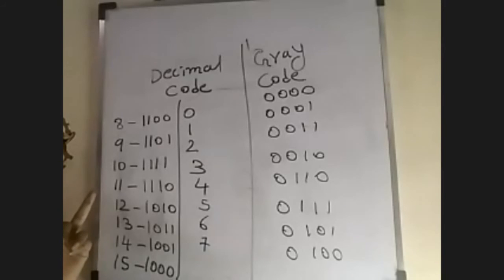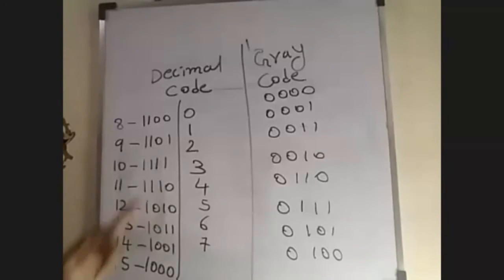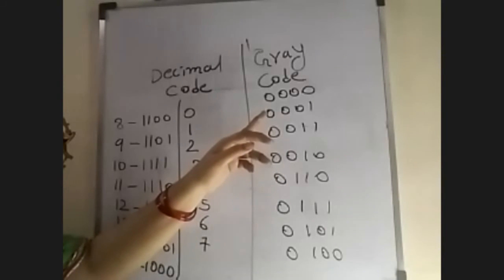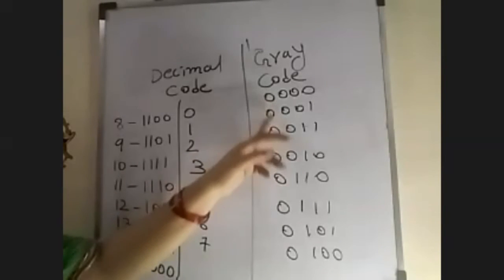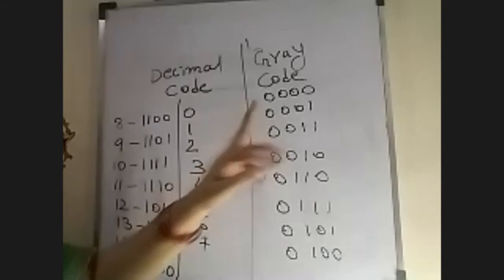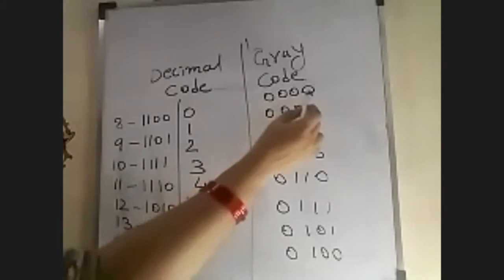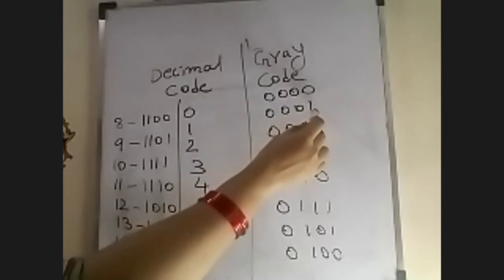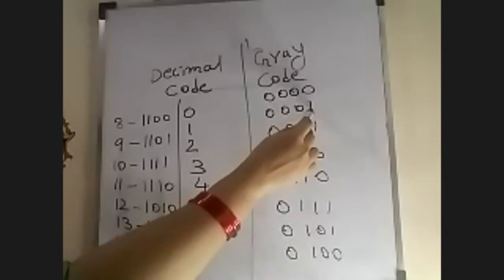Okay, observe in this gray code representation values, any two adjacent bits can differ in only 1 bit position. So here you can observe this code. Any two adjacent code groups differ only in 1 bit position. See here, these 3 values are same, but only this bit position will differ from 0 to 1. Is it clear what I am saying?